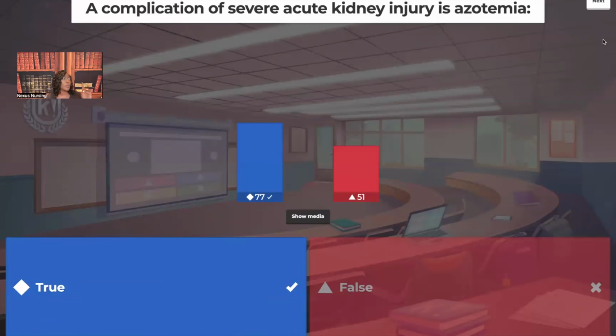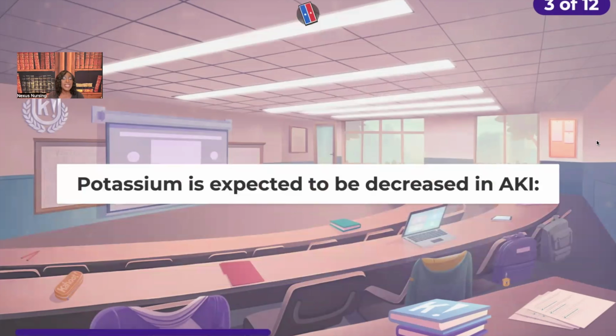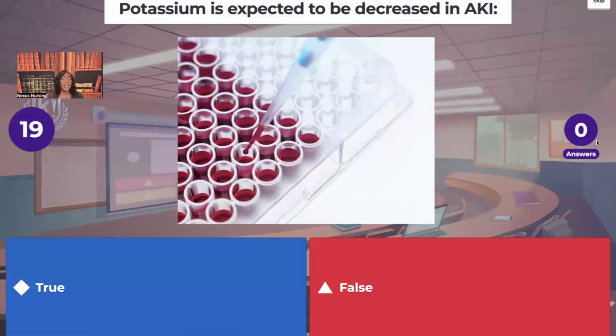Now, there's a difference between acute kidney injury and chronic. This is acute. Okay, true or false? Potassium is expected to be decreased in AKI. Serum potassium is expected to be decreased in acute kidney injury. Is this true or is this false?